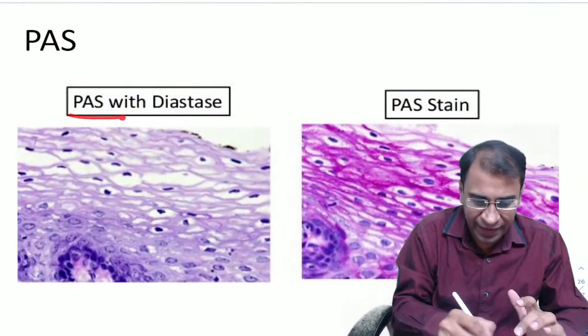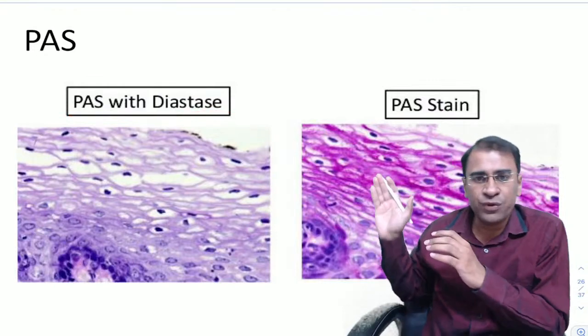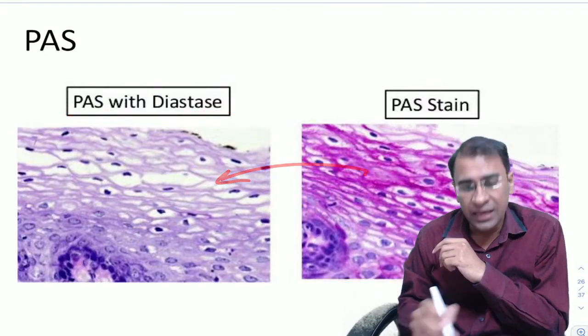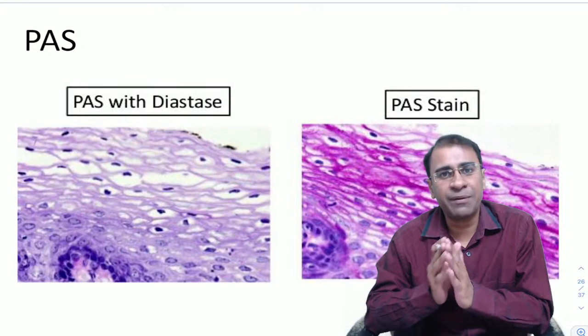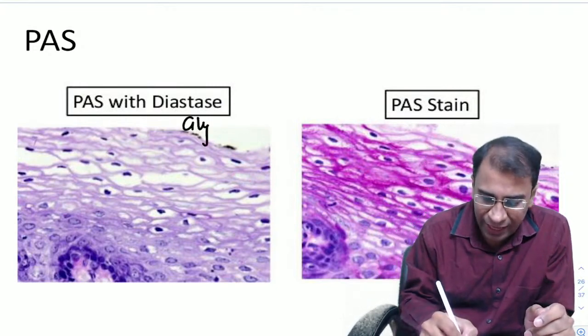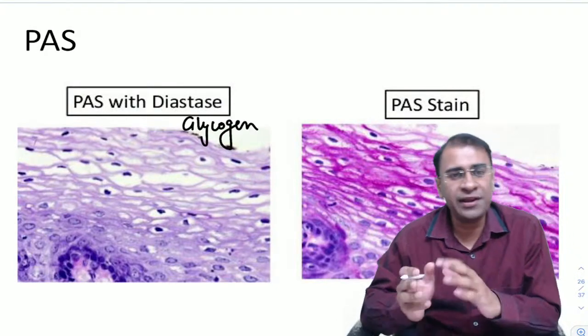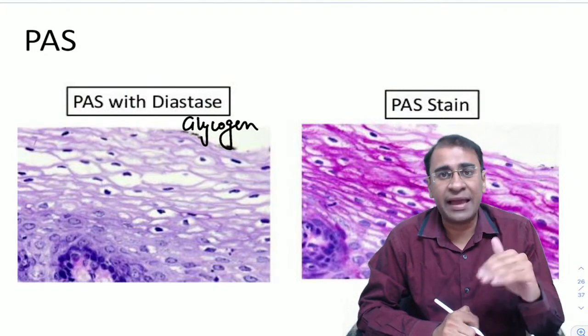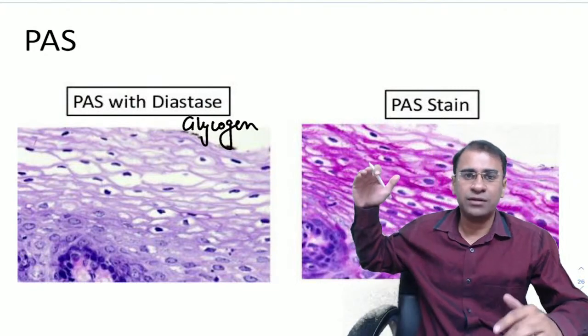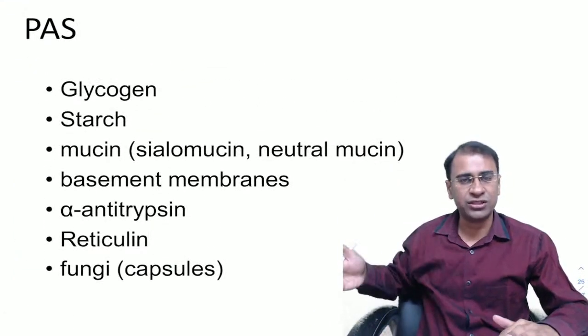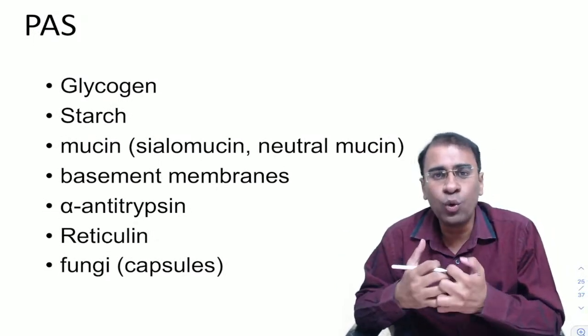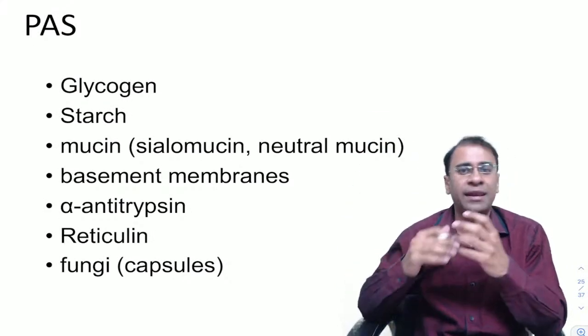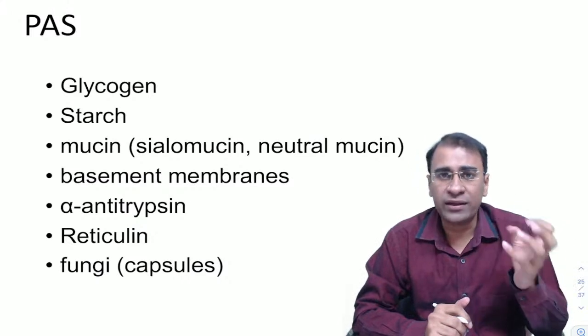But when we put diastase, what happens? This will actually decolorize to this. If it decolorizes to this, it means the previous tissue was a pure glycogen tissue. If it is not decolorizing, it will not be glycogen, it can be anything else. And what are those? It can be, yes, these structures. Now you have a question, so how to understand whether these structures are there or not? Number one, look at the tissue and then look at the clinical history.